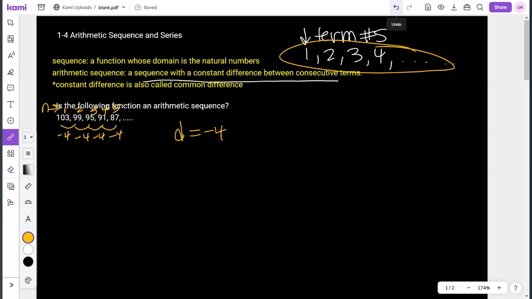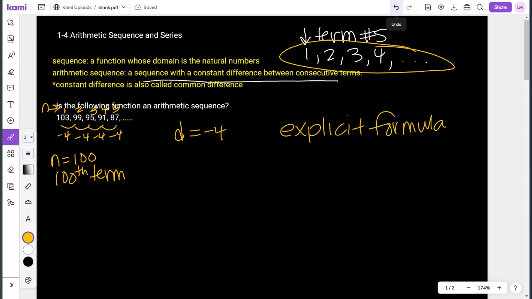All right, so what if I want when n is 100 or the 100th term? I don't know about you, but I don't want to write all those numbers out. So we can come up with a formula. It's called an explicit formula, which will allow me just to plug in the term number that I'm looking for and find the value of that term number. All right, so here's how this works. So a sub n equals a sub 1 plus d times n minus 1.